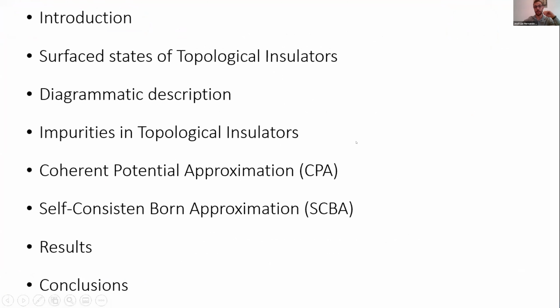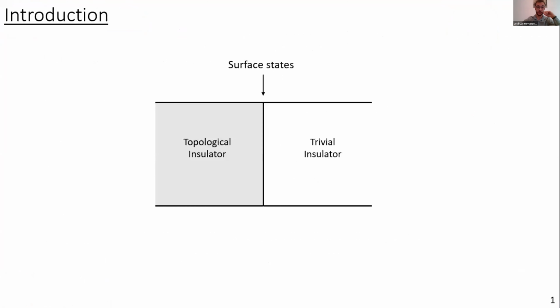Those are the principal points I'm going to talk about. Let's start with a brief introduction. It is well known that in the interface between a topological insulator and a trivial insulator, which could be maybe the vacuum, appear some surface states which have a Dirac ultrarelativistic band dispersion.